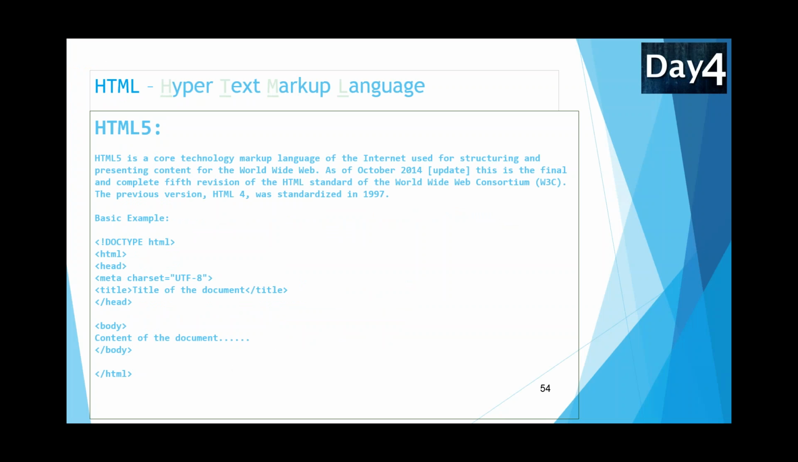And come to HTML5. So HTML5 is a core technology markup language. Why this was introduced: in 2014 it got updated, and the final, completed fifth revision of the HTML5 standard was released by the W3C. The previous version, HTML4, was standardized in 1997. So why HTML5?